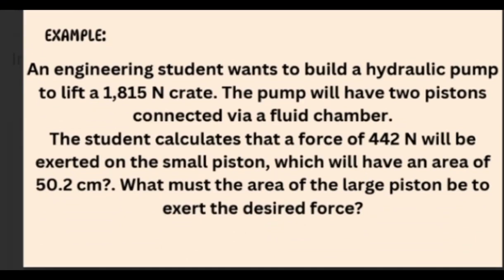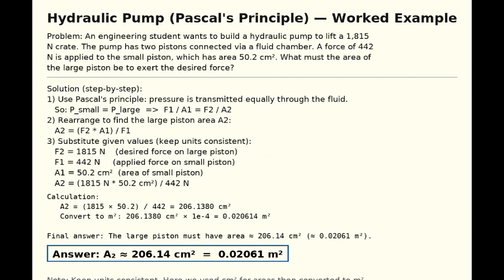Example number 1. An engineering student wants to build a hydraulic pump to lift a 1,815 Newton crate. The pump will have two pistons connected via a fluid chamber. The student calculates that a force of 442 Newton will be exerted on the small piston, which will have an area of 50.2 cm. What must the area of the large piston be to exert the desired force? So here is the answer of the problem given. Take time in reading and understanding the step-by-step solution that I provided.